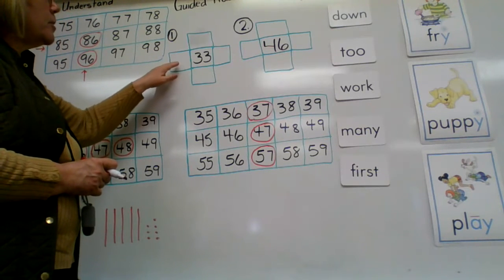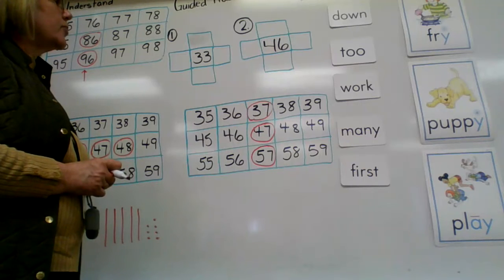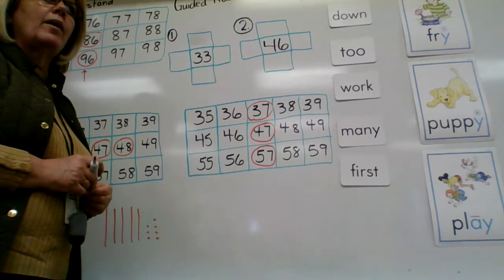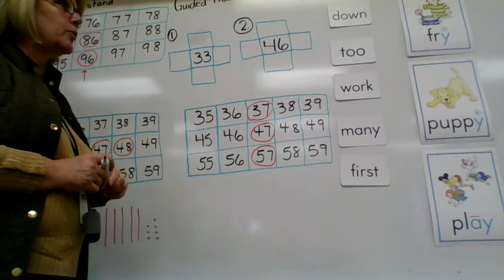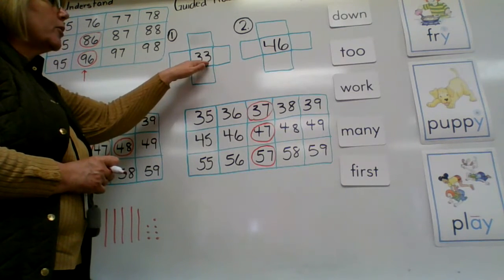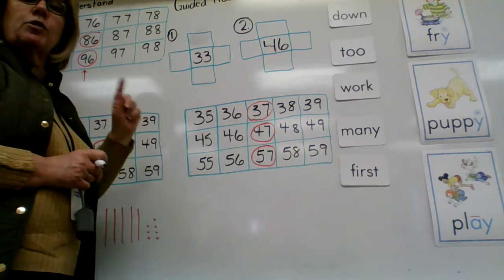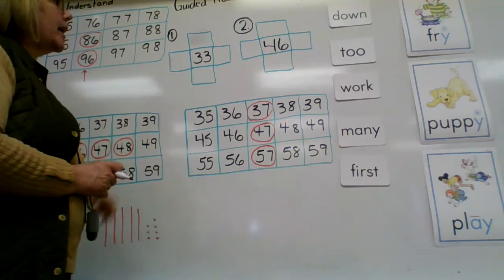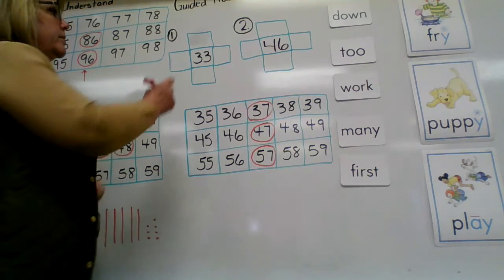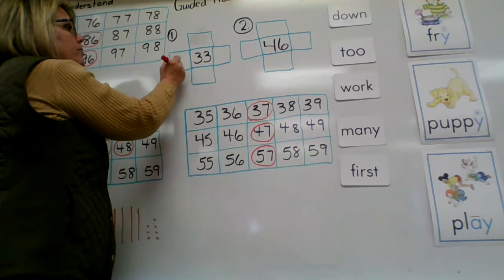So to find the number that is 1 less than 33, you have to think to yourself, what number comes before 33? You can also think about place value. Well, the number in the ones place would have to get smaller by 1. Okay, so what number comes before 33? It's 32.